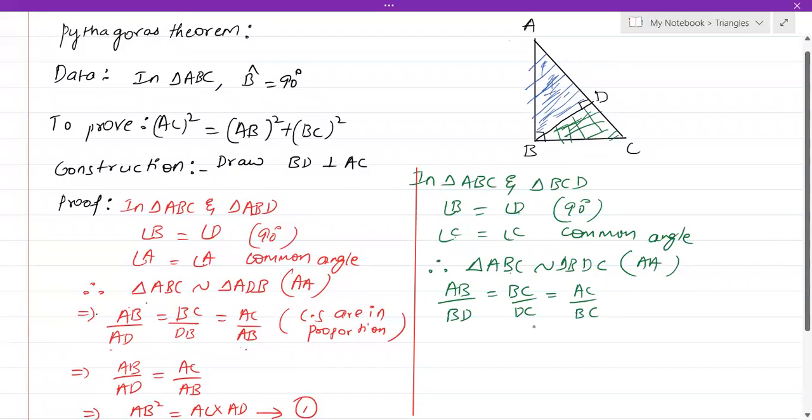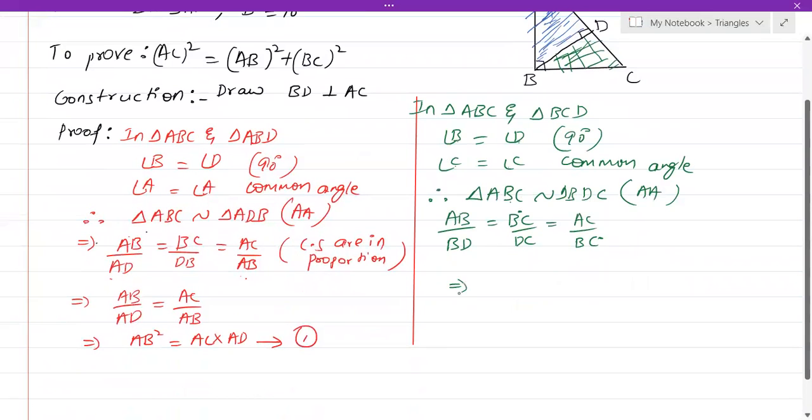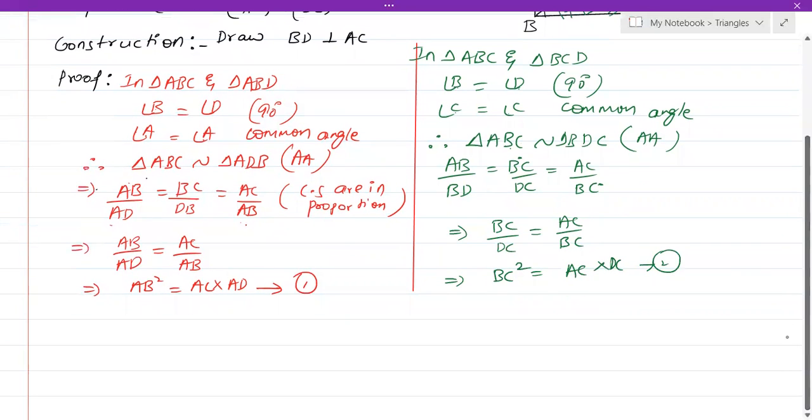In this, we are going to select the last two, because if you observe, the numerator here and the denominator here are the same. So let's select those two. BC by DC is equal to AC by BC, which implies on cross multiplication, BC square is equal to AC into DC. Let's take this as equation 2. So the last step, adding equation 1 and 2.